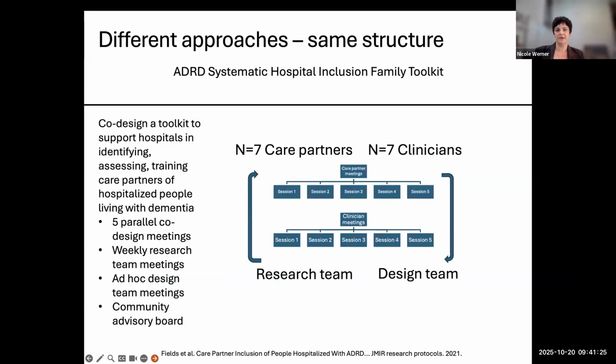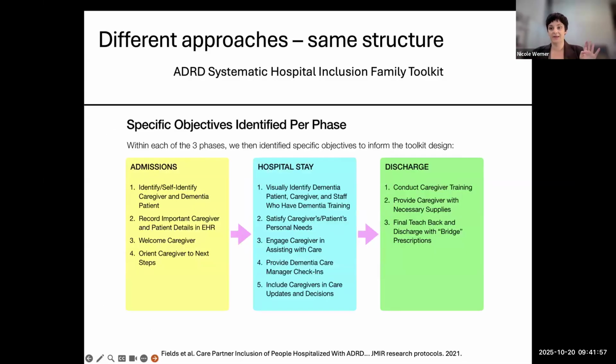And then the third example, the final example, is we co-designed a toolkit for healthcare systems to improve inclusion of caregivers of people living with dementia in hospital care. This is really about processes: how do you implement a program to do this? We had a separate group of care partners and a separate group of clinicians who care for people with dementia, and did this in parallel and kept swapping the design ideas back and forth to ultimately come up with a toolkit.